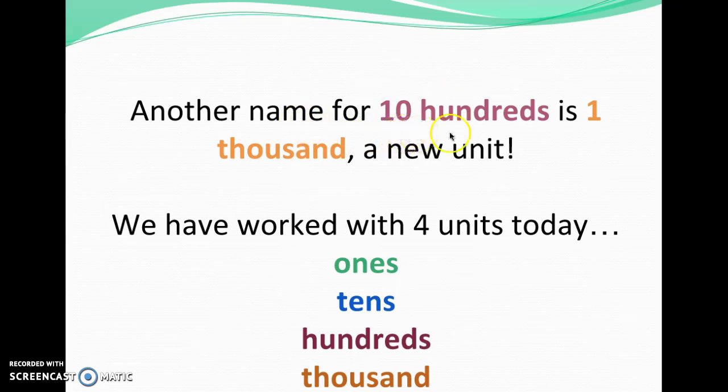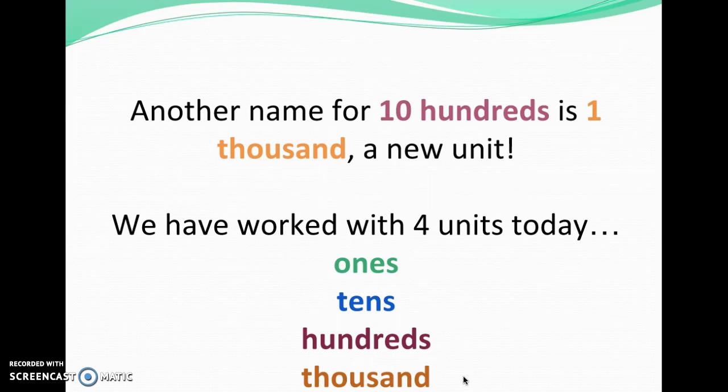So like we just said, another name for 10 hundreds is 1,000. This is a new unit that we're going to work with in this module. So it's really important that we understand how to make it. Today we've worked with 4 units. We started by doing ones. That's just a single straw. We moved on to tens. That was a group of 10 straws. Then we put 10 tens together to make a big bundle of 100. And then we can put 10 hundreds together to make a unit of 1,000. So we worked with 4 different units today.